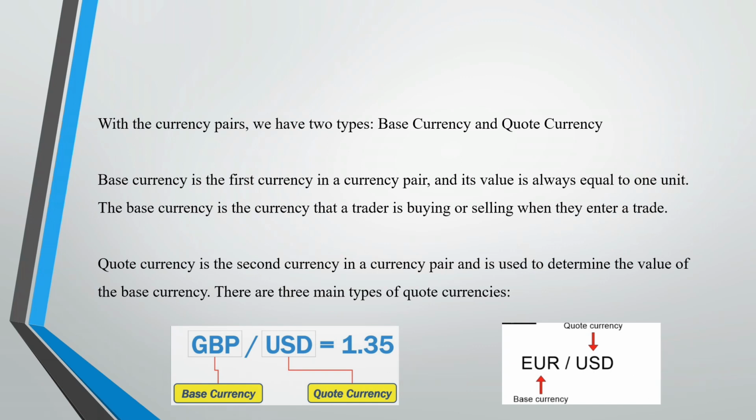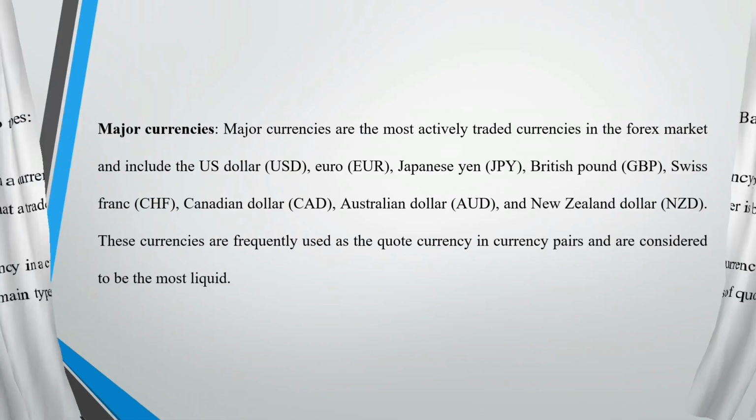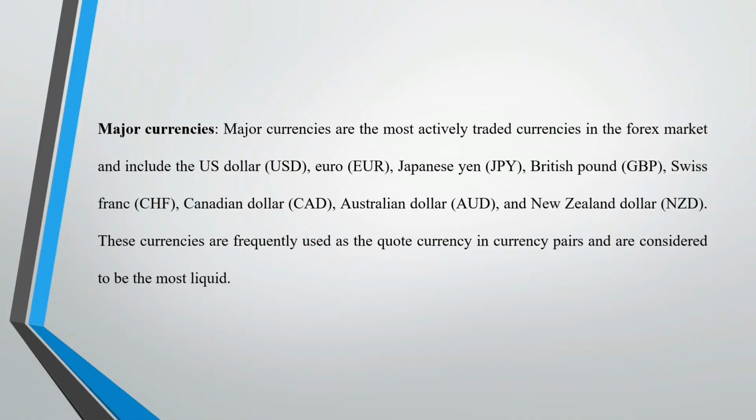There are 3 main types of quote currencies. Major currencies. Major currencies are the most actively traded currencies in the Forex market and include the US dollar, USD, Euro, Japanese yen, JPY, British pound, GBP, Swiss franc, CHF, Canadian dollar, CAD, Australian dollar, AUD, and New Zealand dollar, NZD. These currencies are frequently used as the quote currency in currency pairs and are considered to be the most liquid.